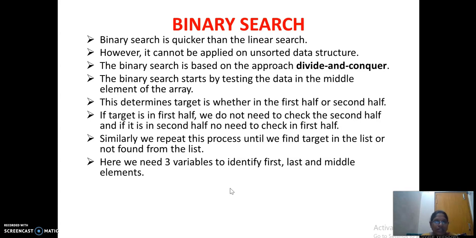If that element is greater than the middle element, then what you are going to do? You will omit the first half and you will go with the second half. That means obviously if it is present, it will be there in the second half, else it will not be found elsewhere in the list.